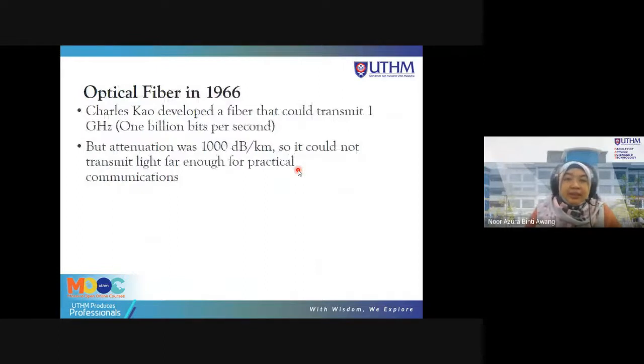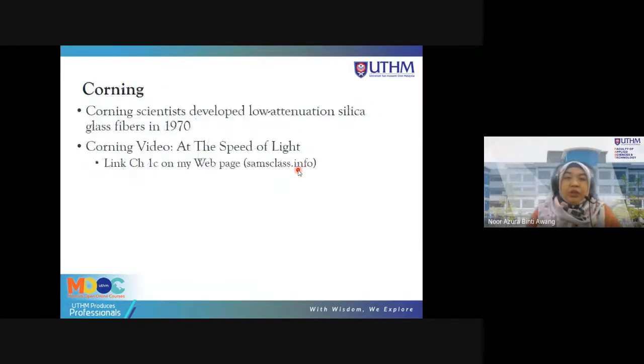In 1966, fiber was developed by Charles Kao. The fiber developed by Charles Kao could transmit 1 gigahertz or 1 billion bits per second. But the attenuation was 1000 dB per kilometer, so it could not transmit light far enough for practical communication. So Corning scientists developed low attenuation silica glass in 1970. We can watch the video, Corning at the Speed of Light, at the end of this topic.